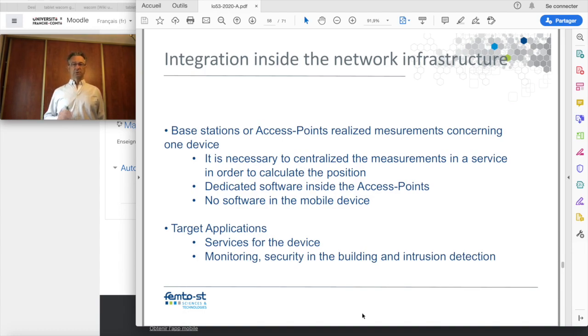So the target application is also service for the device, but also it can be to realize some security in the building and to detect intrusion of unknown mobile device, for example. So it's really interesting to have this architecture, this structure, in order to protect buildings.